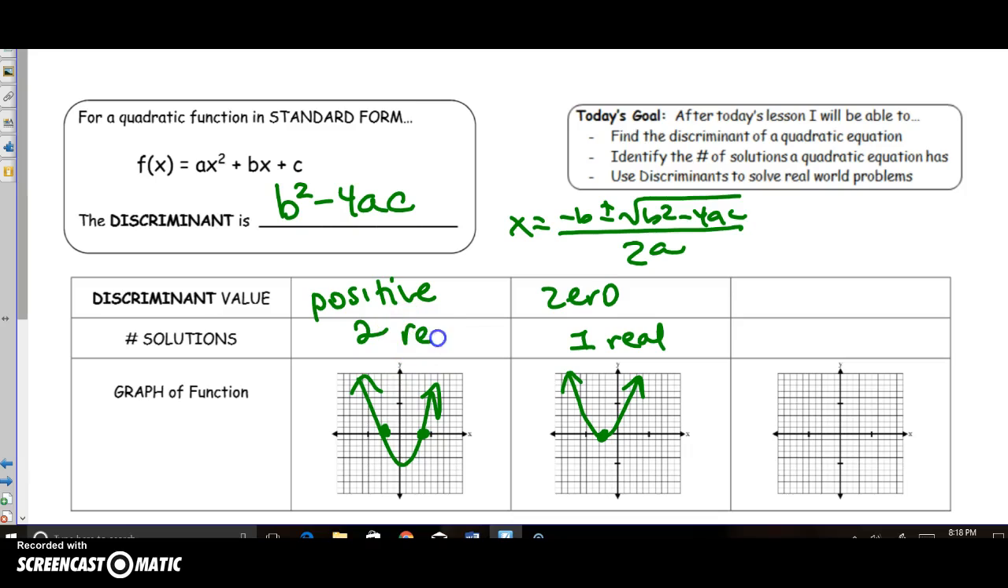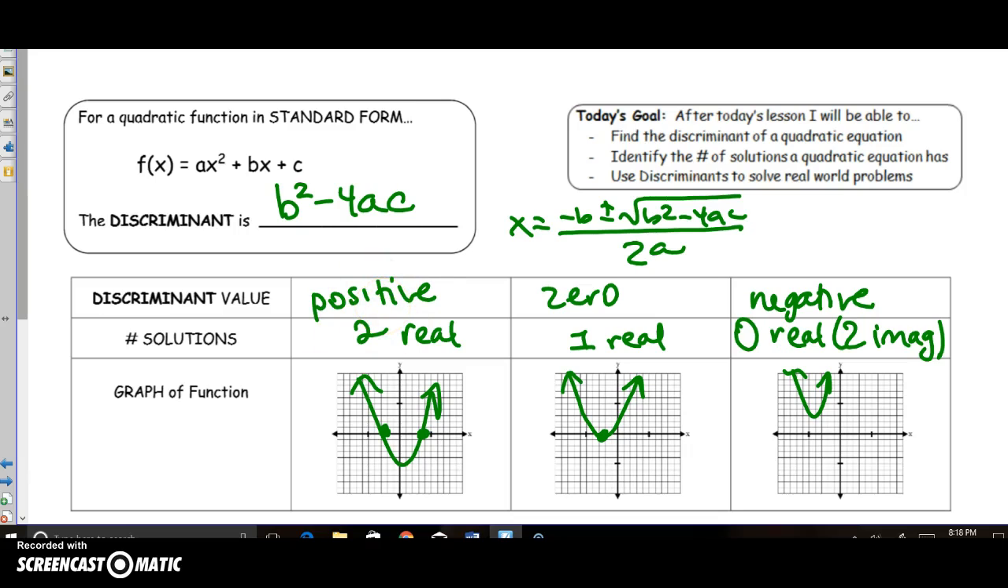Keep in mind back here, I really probably should have put two real answers because we do have to specify that. And then lastly, if it's negative, in that case, we have no real answers, and we're going to talk about this tomorrow, but we do have two imaginary answers. And in that case, that's something like that last example you did, where it comes through and it doesn't cross the x-axis at all.